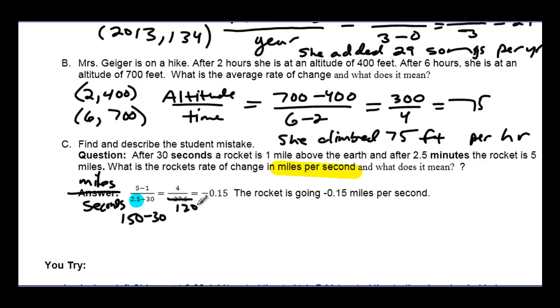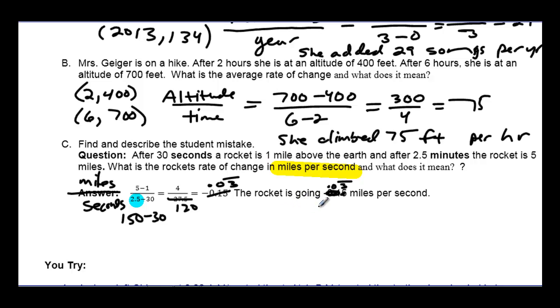Alright, and then 40 divided by 120 is going to come out to be 0.03 repeating. Alright, so the rocket goes 0.03 repeating miles. And by the way, the negative number should clue you into something's wrong, because how can you possibly go a negative speed?